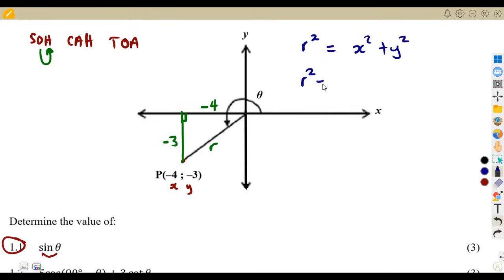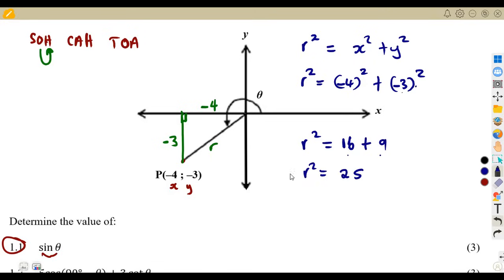So r squared is equal to x squared, which is the value of x, that is (-4) squared, plus y squared, the value of y down there, which is (-3) squared. So we can simplify this. (-4) squared simply means -4 times -4. And remember that a negative to an exponent that is an even number becomes a positive. So 4 times 4 is 16, and (-3) squared is 9. So we can add these: 16 plus 9 is going to give you 25.